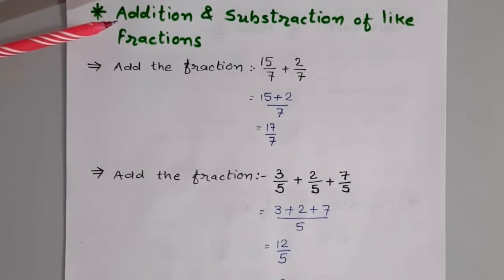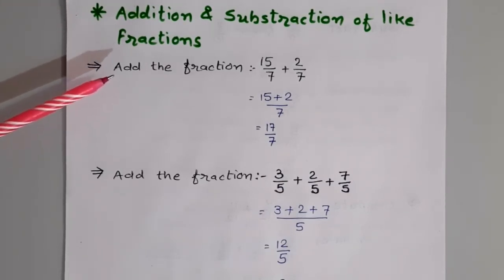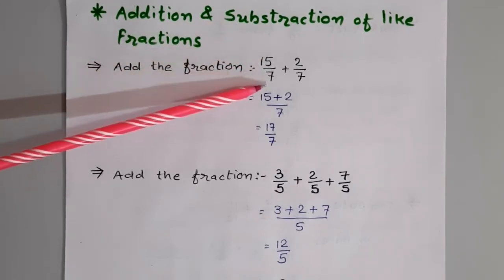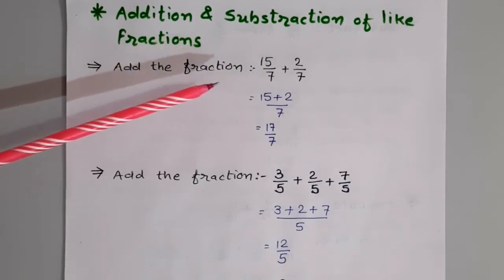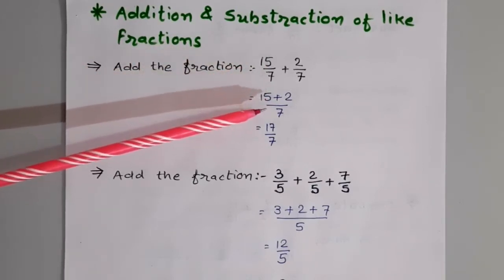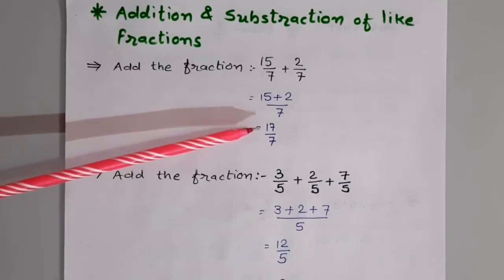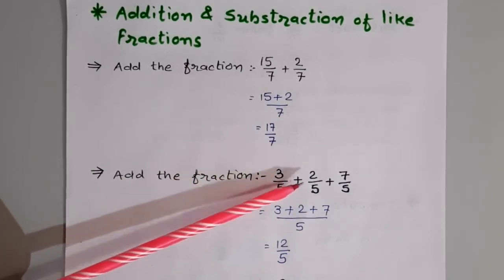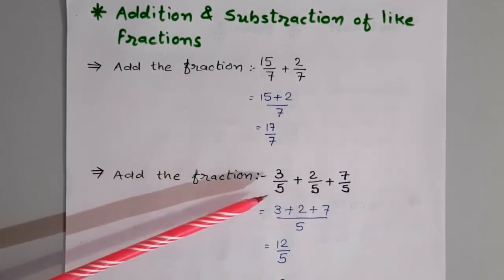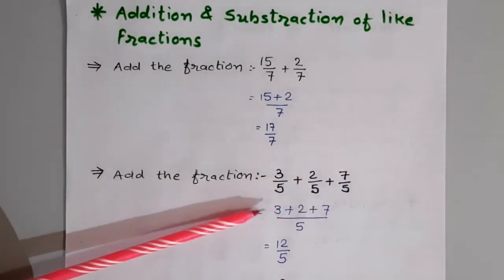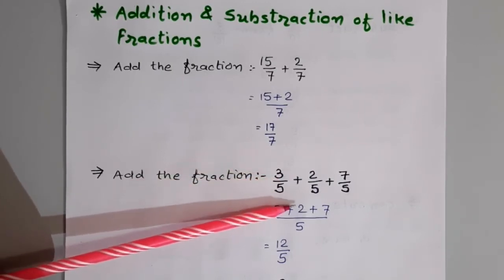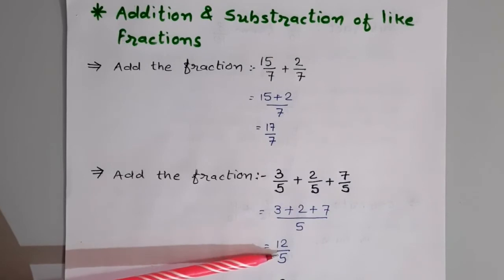Addition and subtraction of like fractions. Now take a few examples. Add the fractions 15 upon 7 plus 2 upon 7. Now you can see that the denominators are the same, so just add the numerators, 15 plus 2 upon 7, so the answer will be 17 upon 7. Same way, like fractions 3 upon 5 plus 2 upon 5 plus 7 upon 5, as you can see they have the same denominator, so add all the numerators, 3 plus 2 plus 7 equals 12 upon 5.